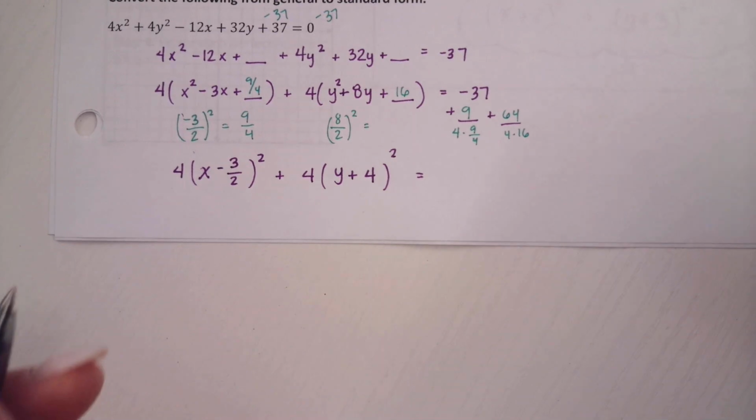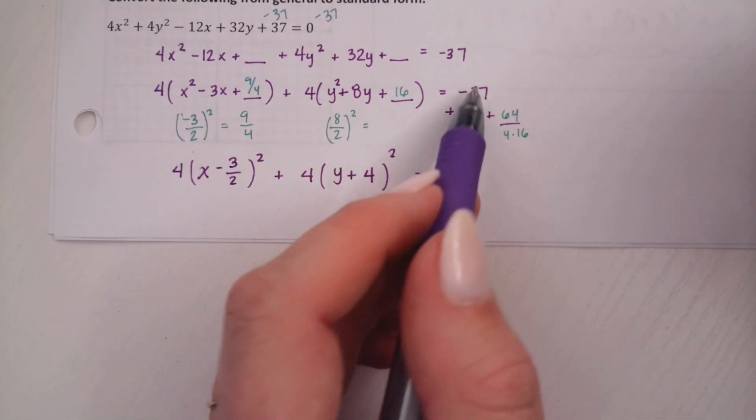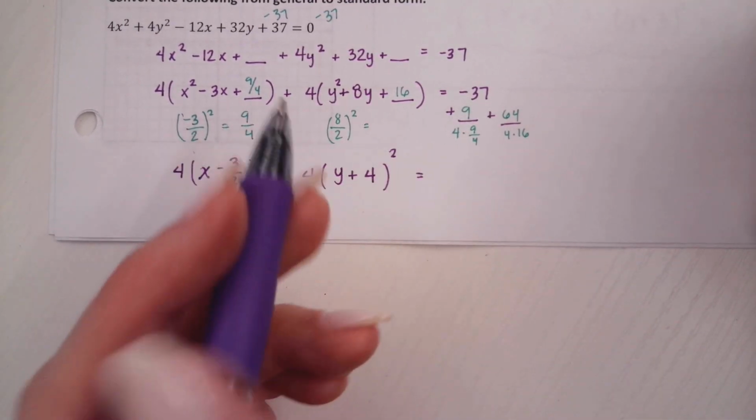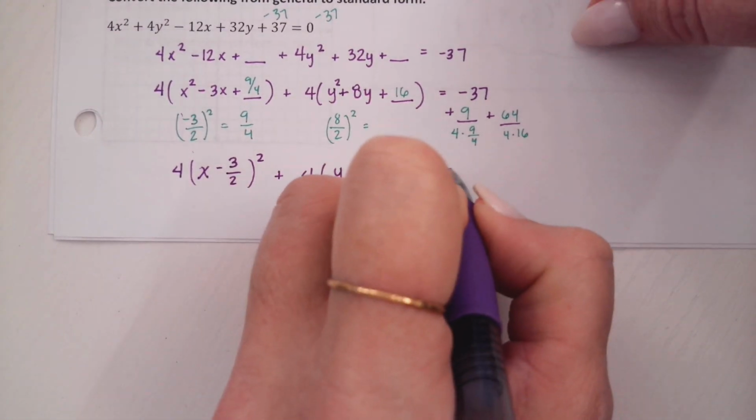Okay. And then what does the right-hand side simplify to? If I add up negative 37, 9, and 64? 36. Good.